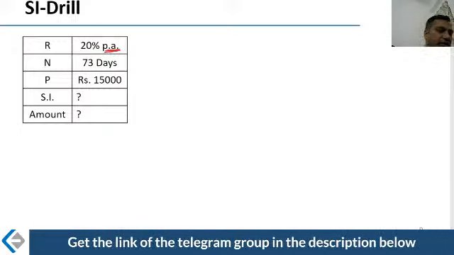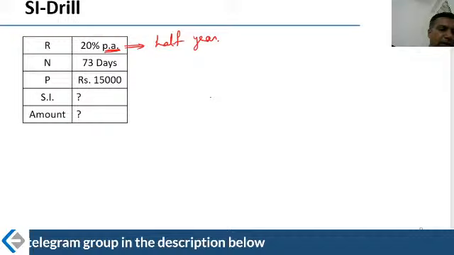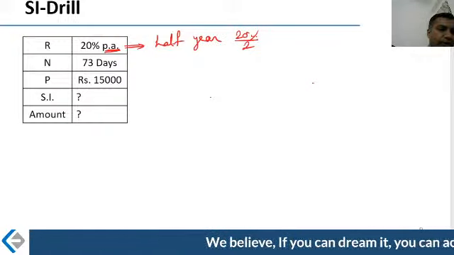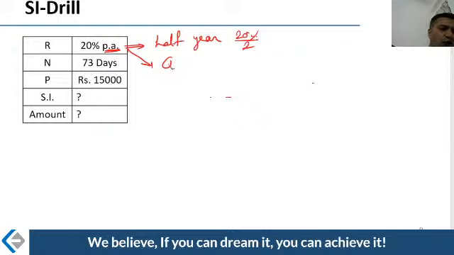If you keep it for a year, I will give you 20%, right? But if you keep it for half a year, let's quickly explore this thought. What if I keep my money only for half a year? Then I will give you half of 20%. Okay, what if I keep it for a quarter year?